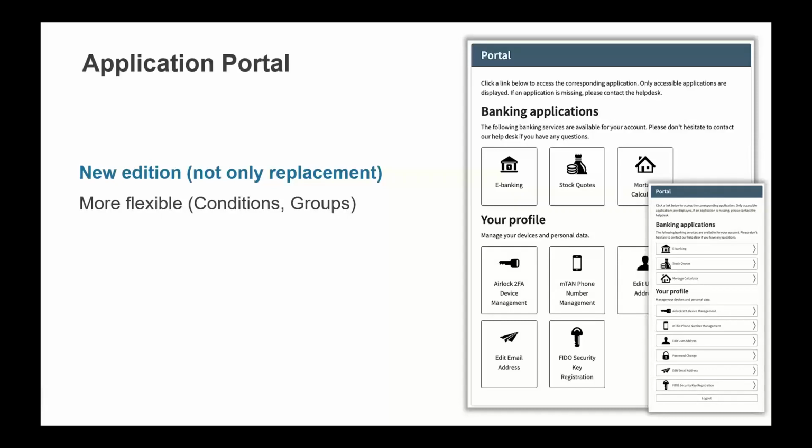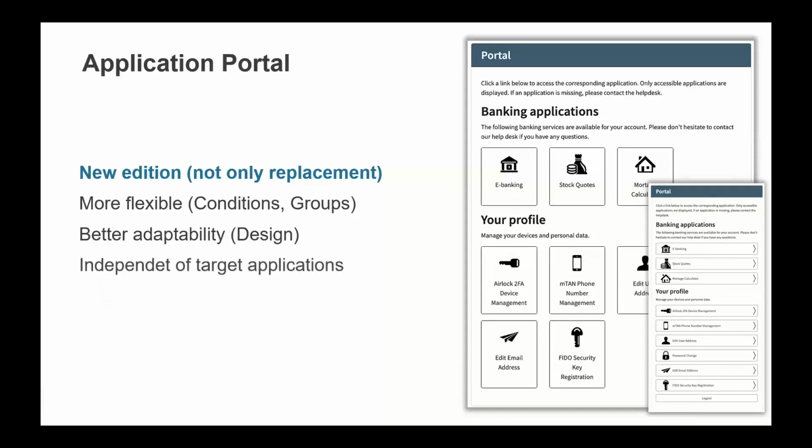We made it more flexible. There are conditions and groups. The design is better adaptable. Of course, you can use the SDK for this one too. The whole thing can be set up to be independent of target applications, so the applications which will show up will be according to the target applications a user can access. And of course, the whole thing is responsive. As you can see on the right side, it can be used on a mobile phone, or there's a version which you can use on the desktop.